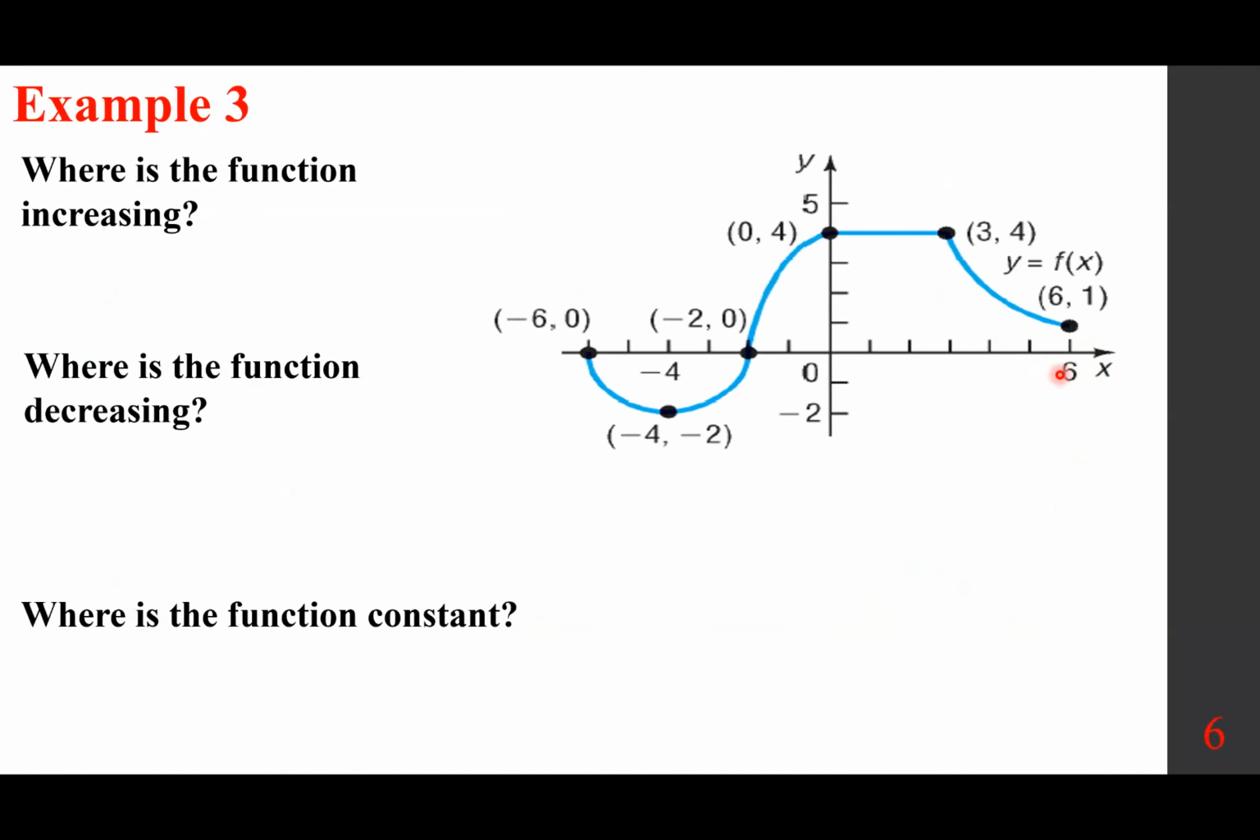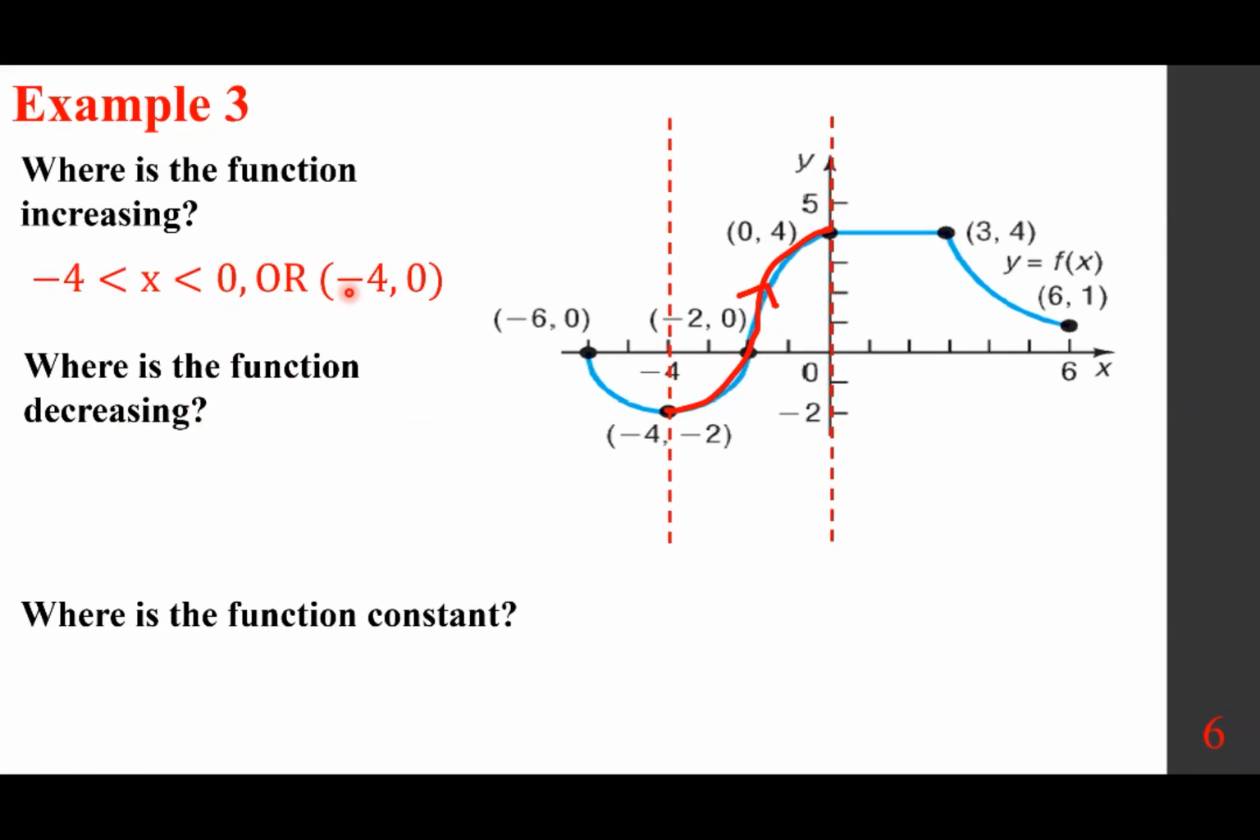Given the function, where is the function increasing? Remember, in short, when we go from left to right, x obviously increases. What happens to y? If y increases, that is also an increasing function. So as you can see over here, it is increasing, which gives us negative 4 to 0. We can say x is between negative 4 and 0, written with an open interval. Some texts may use a closed interval, but this is the correct answer.